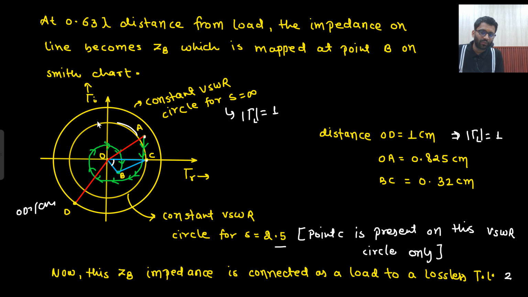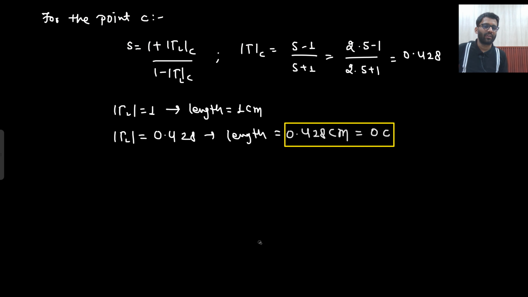Now for this VSWR, what is the mode of gamma L? That is 0.428. That means what will be the OC length? OC is the radius and OC will represent mode of gamma L only. So 1 centimeter is equivalent to 1, that means 0.428 centimeter is equivalent to 0.428 reflection coefficient. So my reflection coefficient is coming out to be 0.428. That means OC length is 0.428 centimeter. I think I have explained enough and you should be able to understand this point. OC is 0.428 centimeter now. Is that okay for you?